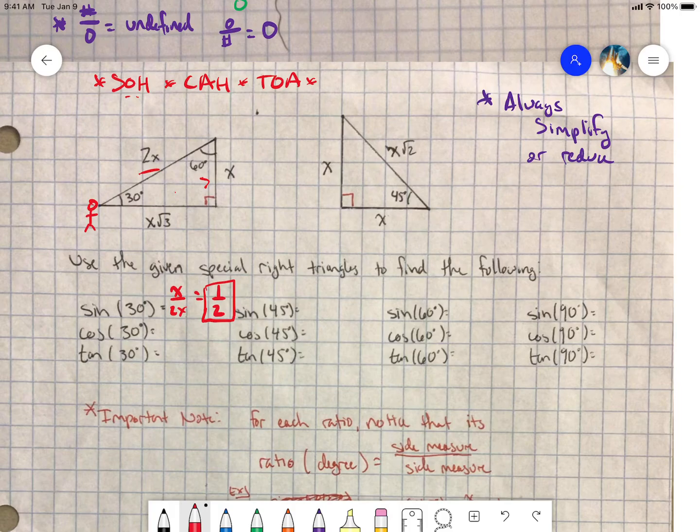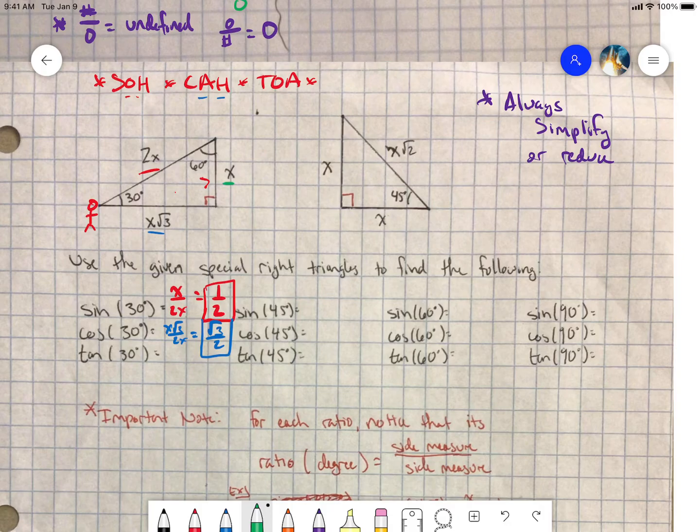What about cosine of 30? Remember, cosine is adjacent over hypotenuse. So it's x rad 3 over 2x. The x's can cancel out, and so this is just rad 3 over 2. Okay? And then what about tangent of 30?